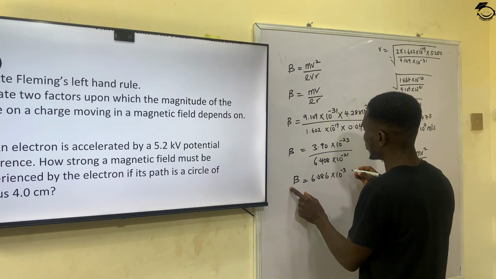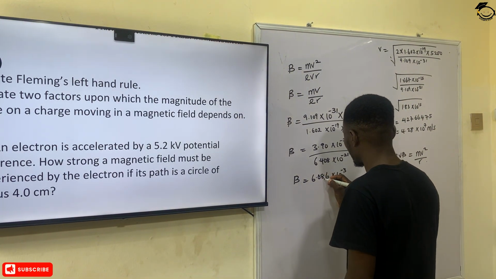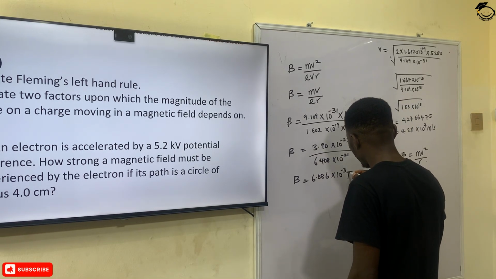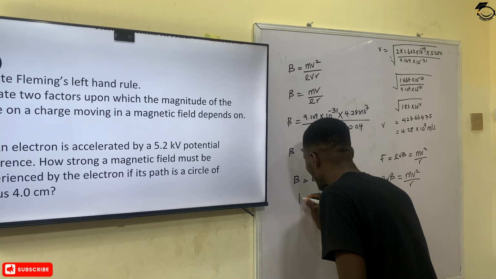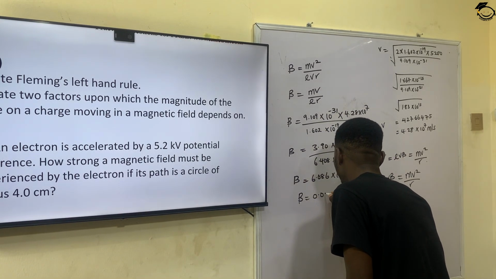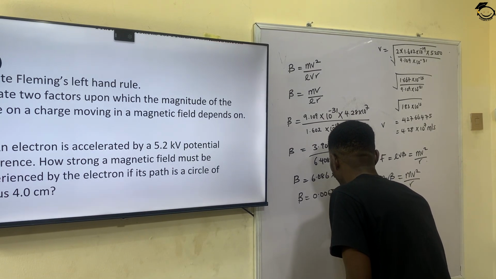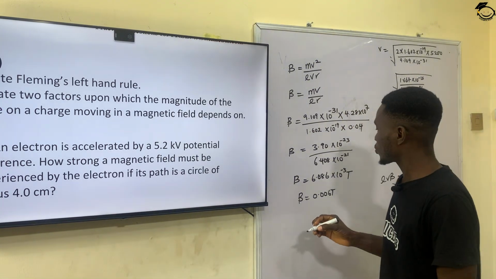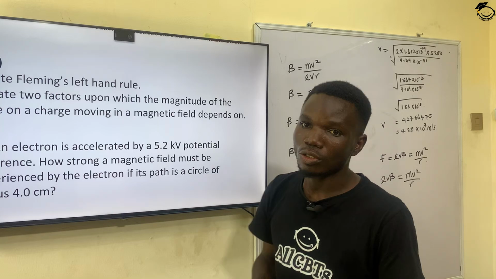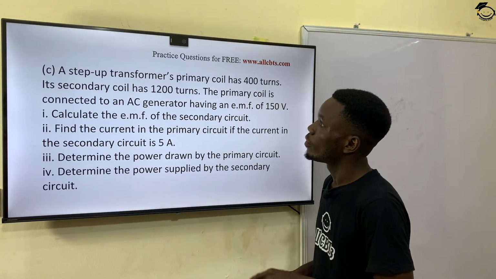At the end of the day, I'm going to be getting my magnetic field strength to be equal to 6.08 times 10 raised to power minus 3 Tesla, which is approximately 0.006 Tesla. So that is the strength of this particular magnetic field. So that takes us to the next question, question number 4C.